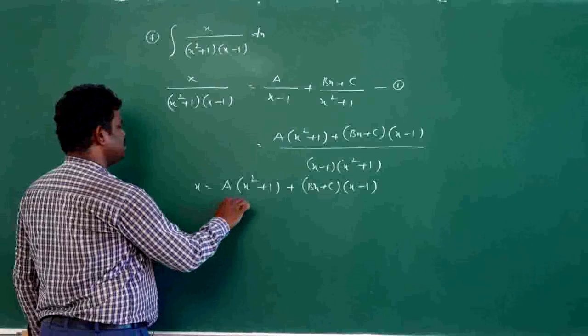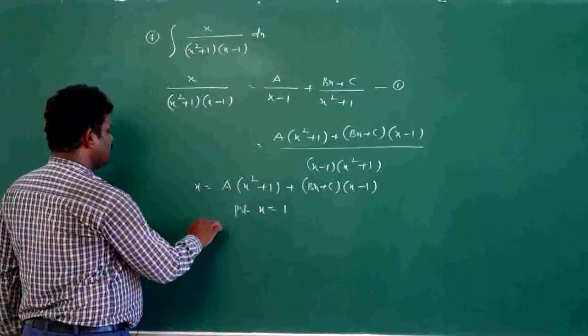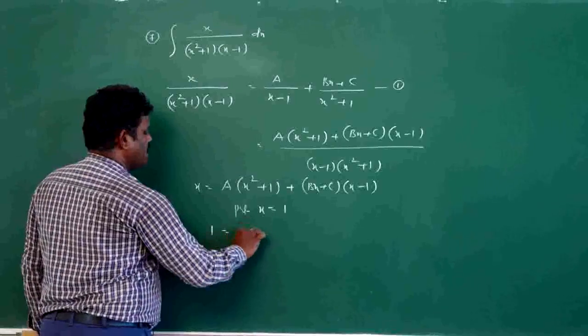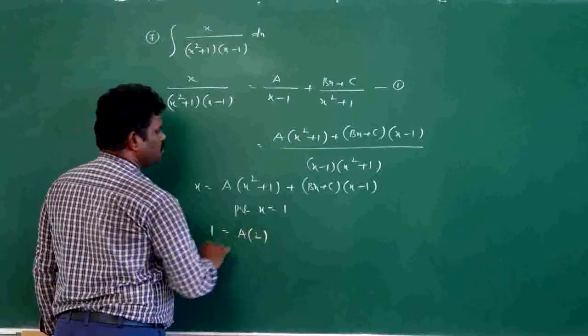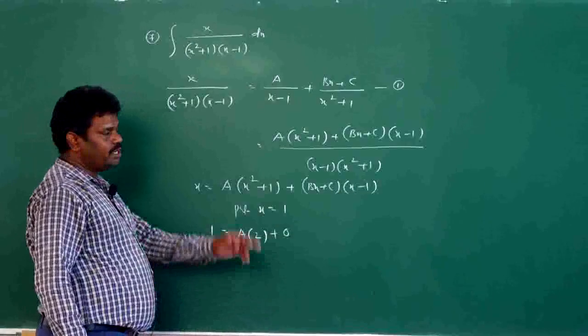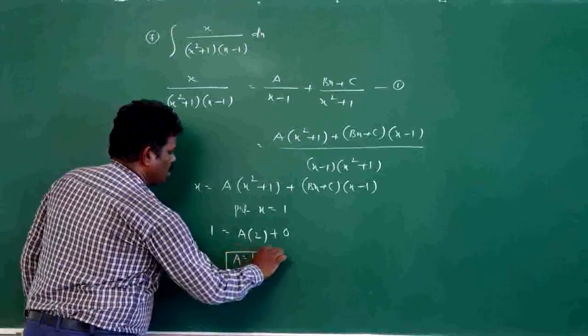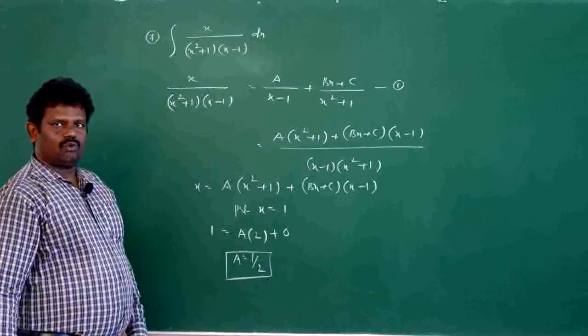Now put x is equal to 1. On this side we get 1 is equal to a into (1 square plus 1), that is 2, and the remaining total is 0, since 1 minus 1 is 0 and 0 into anything is 0. Then a is equal to 1 by 2.